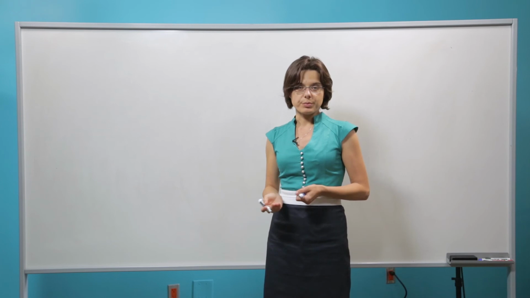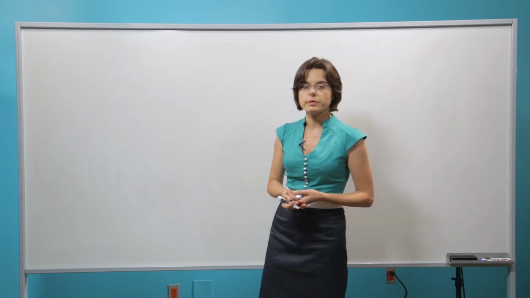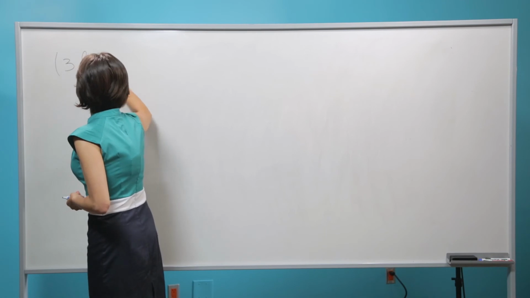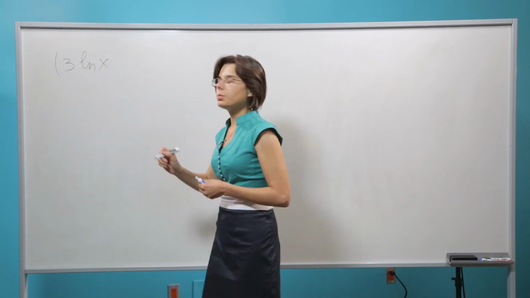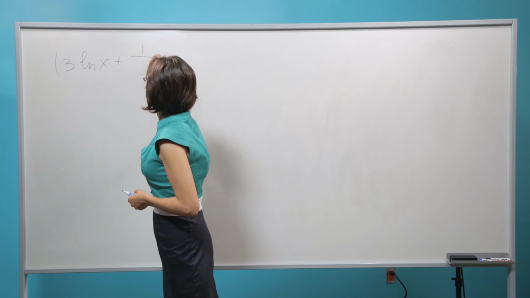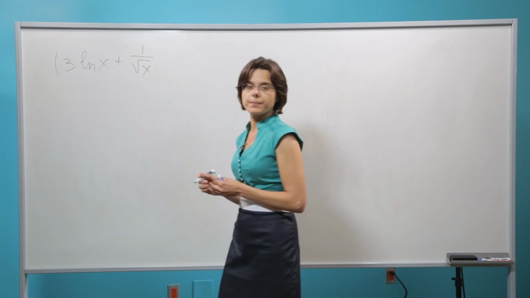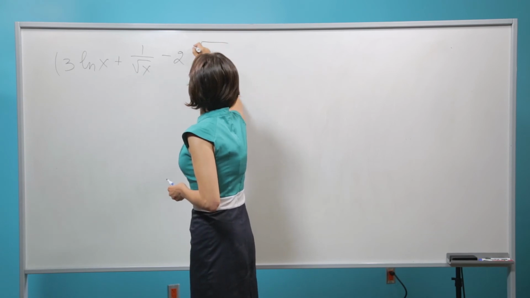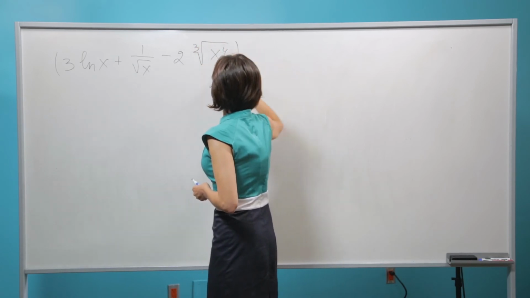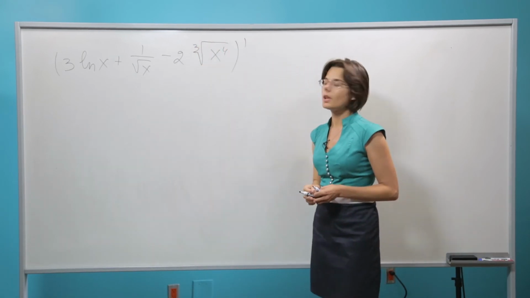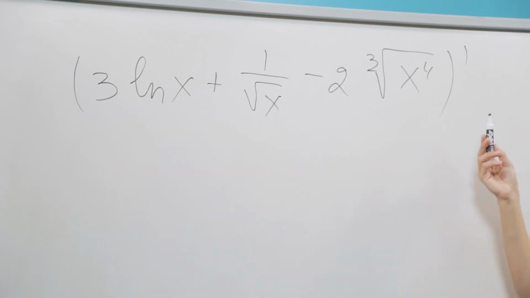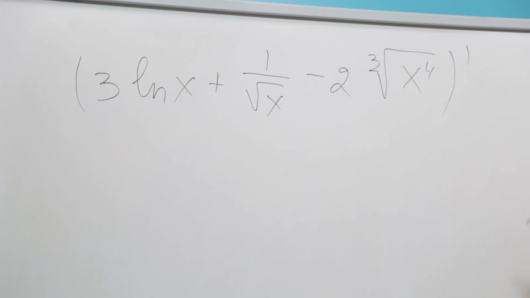Let us do one more example. Let me differentiate the following function: 3 times natural logarithm of x plus 1 over square root of x minus 2 times cubic root of x to the power of 4, derivative. Again, we have addition and subtraction of 3 functions, so I will split this derivative into 3 functions.